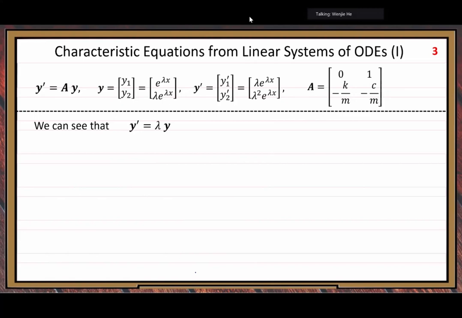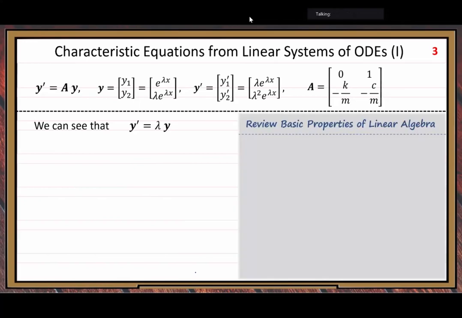Then we need to combine with the original equation. Both equations are true. The original equation and, for our special y vector, we have two equations. All right. So we can replace y prime in the original equation by this lambda y vector, right? Yeah. We eliminate the derivative.